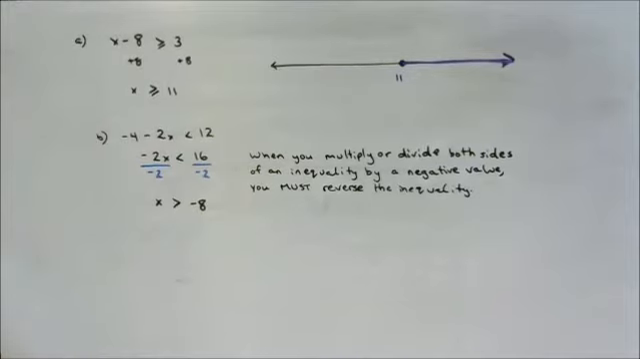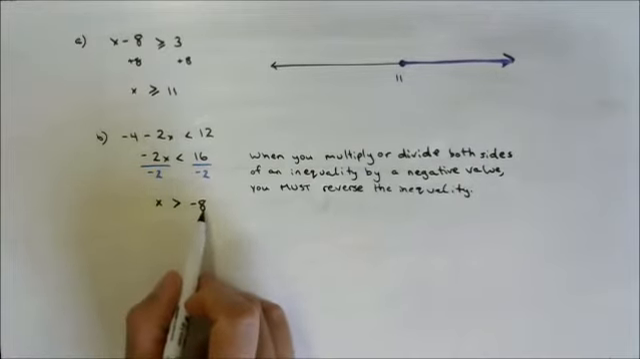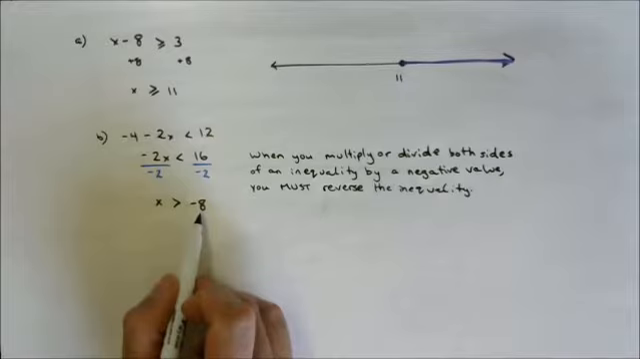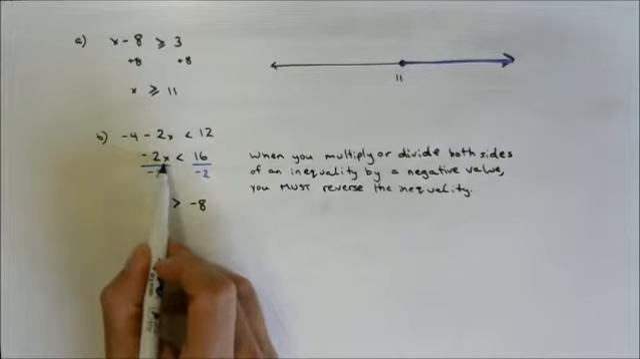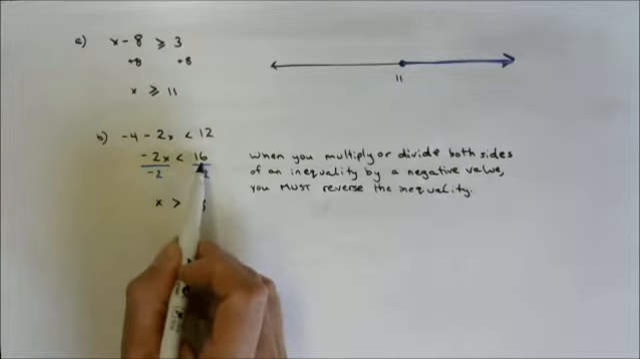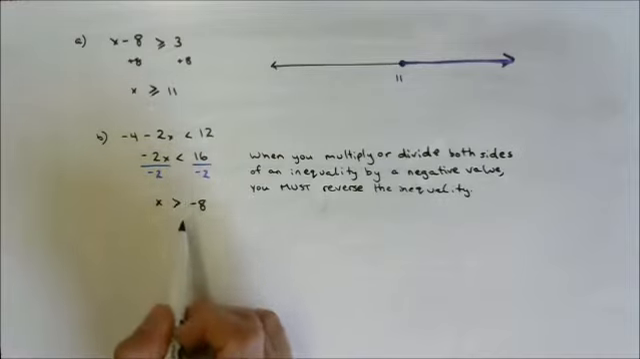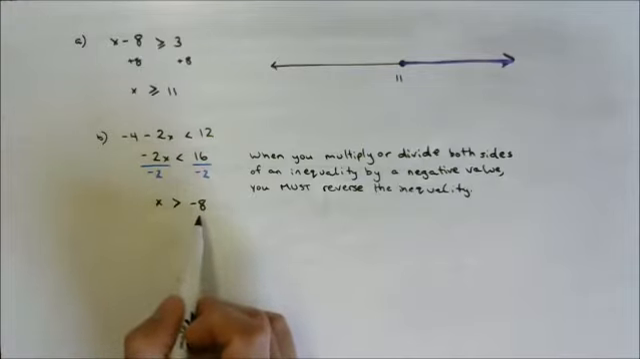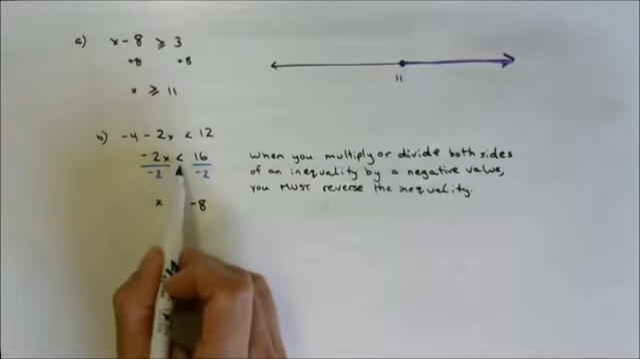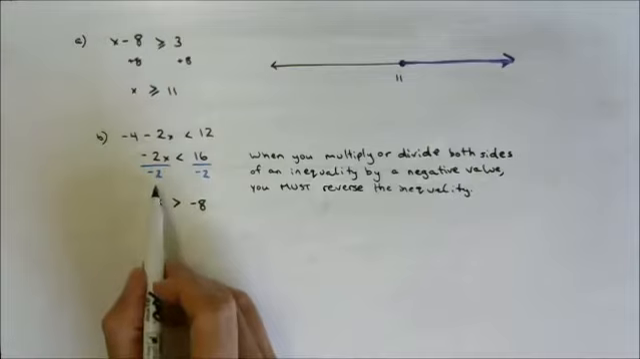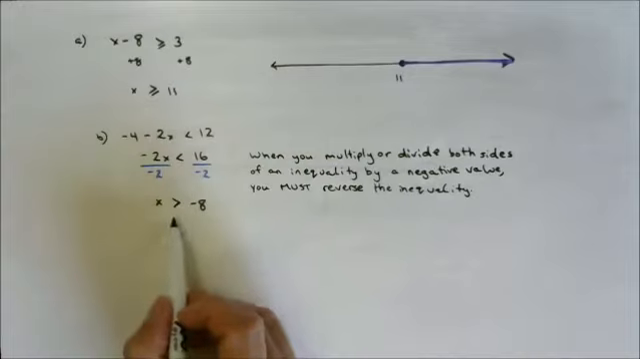Okay, and we can test that that's true if we're not sure why this concept makes sense. Let's say a number greater than -8 would be, say, -5. If we put -5 in here on the left, we'd have -2 times -5, which would be +10, which is less than 16. If we picked a number that was less than, so if we didn't flip our sign and we picked a number less than -8, say -10, we'd end up with -2 times -10, which is +20, which is not less than 16. So multiplying or dividing by a negative number in an inequality results in reversing the sign of that inequality.